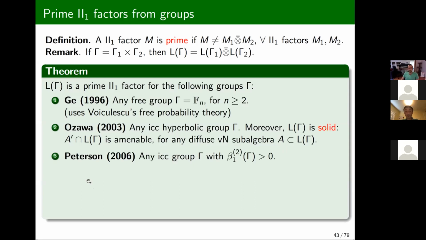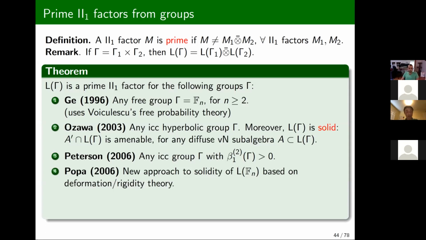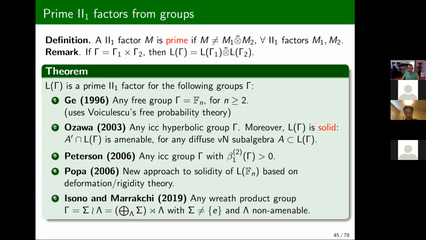Primeness also holds for the von Neumann algebras of any ICC group that has a positive first L2 Betti number. So this includes the free product of any two infinite groups and many more other examples. And the same year in 2006, Popa provided a new approach to solidity of the free group factors, to Ozawa's result for free group factors, based on deformation rigidity theory. And there have been many other classes since then. I will just mention one of the latest results from last year, and this is due to Isono and Marrakchi.